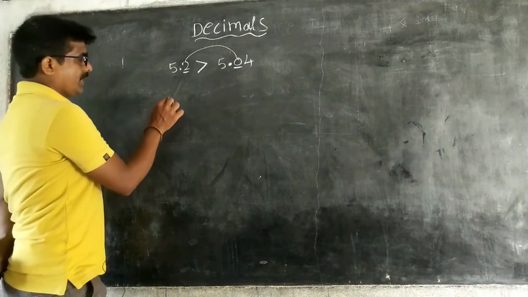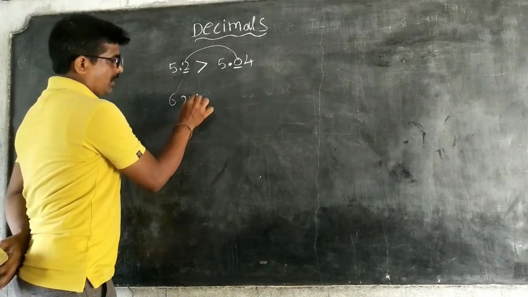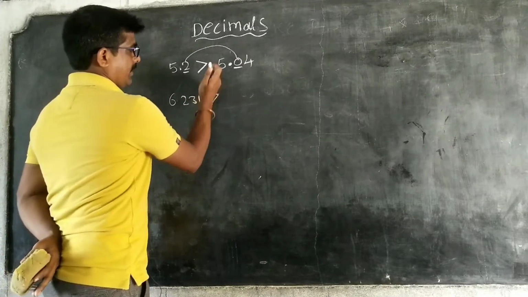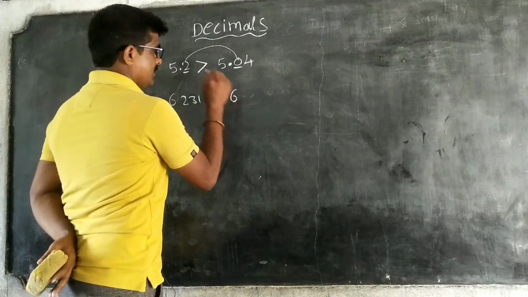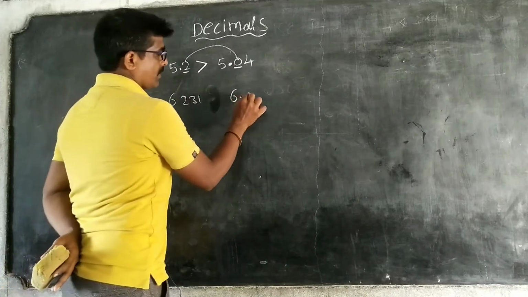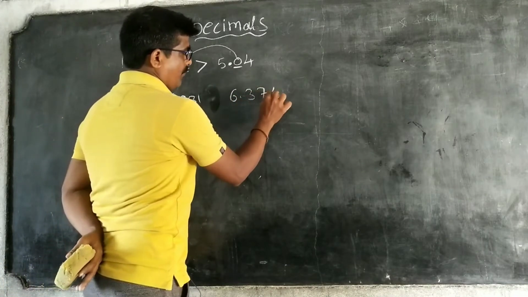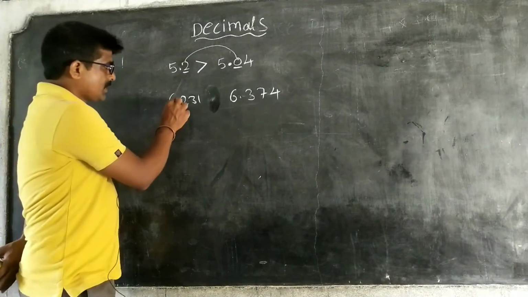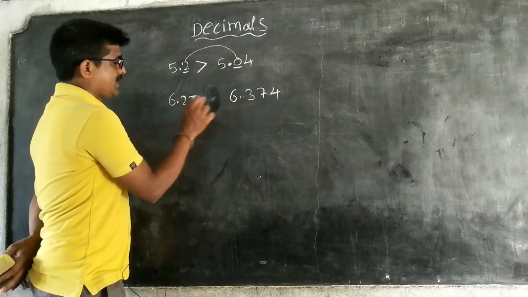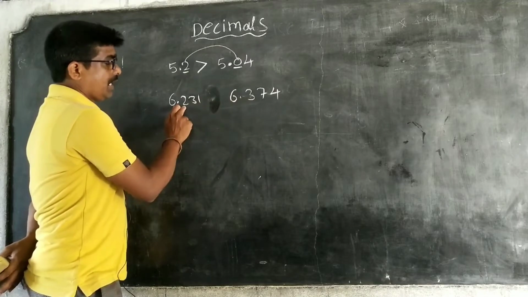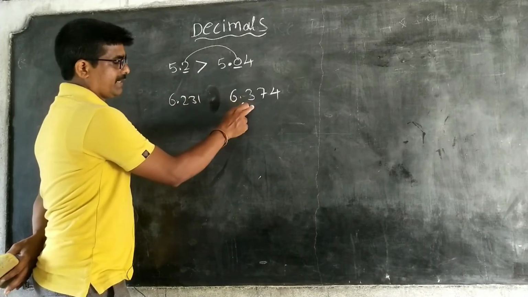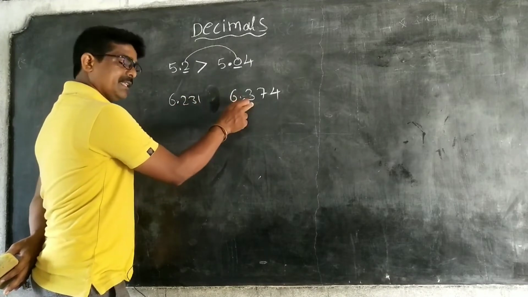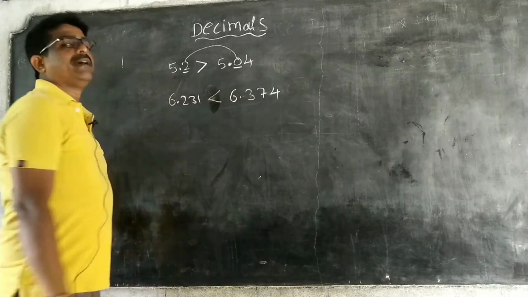If I take another number, 6.231 and 6.374, first I have to check the tenths place. Here 2, here 3. Which number is big? 3 is bigger. Simple.